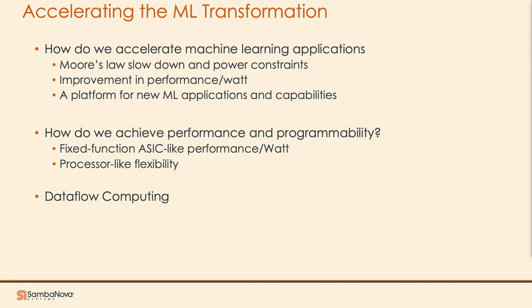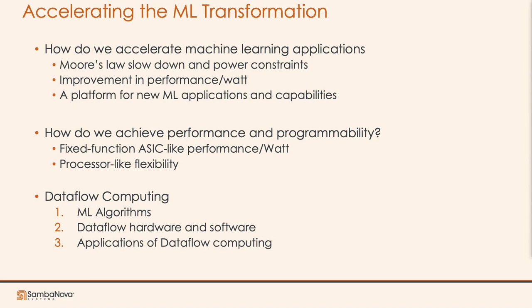to transform the way that we do application and software development. And so the question is, how can we accelerate this AI transformation by developing new platforms that accelerate the performance and capabilities of the models that we build? We need to do this in the context of Moore's law slowdown and the fact that all computing is fundamentally power and energy constrained. So any improvements that we make have to improve performance per watt, not just performance. So how do we do this? You could build an ASIC, but an ASIC, of course, would not be flexible. So how can you get ASIC-level efficiencies and performance while maintaining the processor-like flexibility that we've all become accustomed to?